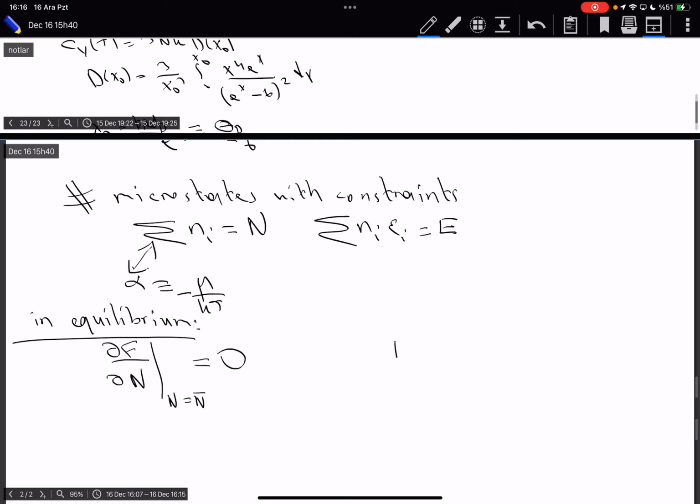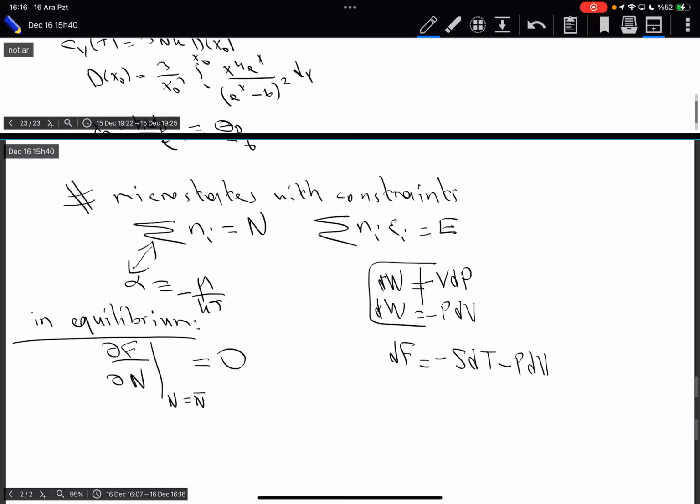Well, remember dF is minus S dT minus P dV. Just a reminder, work is not V dP. In your midterms there are a couple of you who wrote W is equal to V dP. In general, it's not true. Work is, in general, minus P dV. And in general, they are different things.